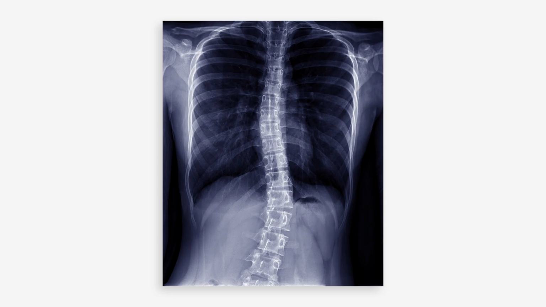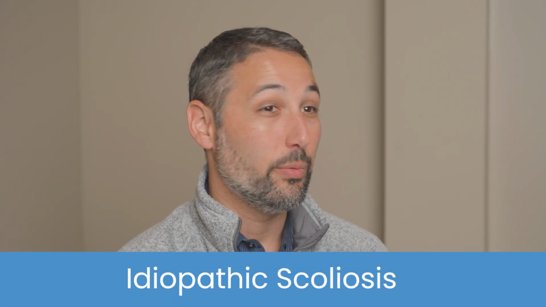I specialize in all musculoskeletal conditions involving children, and today I'm going to be talking about one of those, which is scoliosis. So scoliosis is abnormal curvature of the spine. It's really a twisting of the spine that happens mostly for unknown reason. There's a few different types of scoliosis that we see, but the most common one is called idiopathic scoliosis, and that means we don't know why it happens.